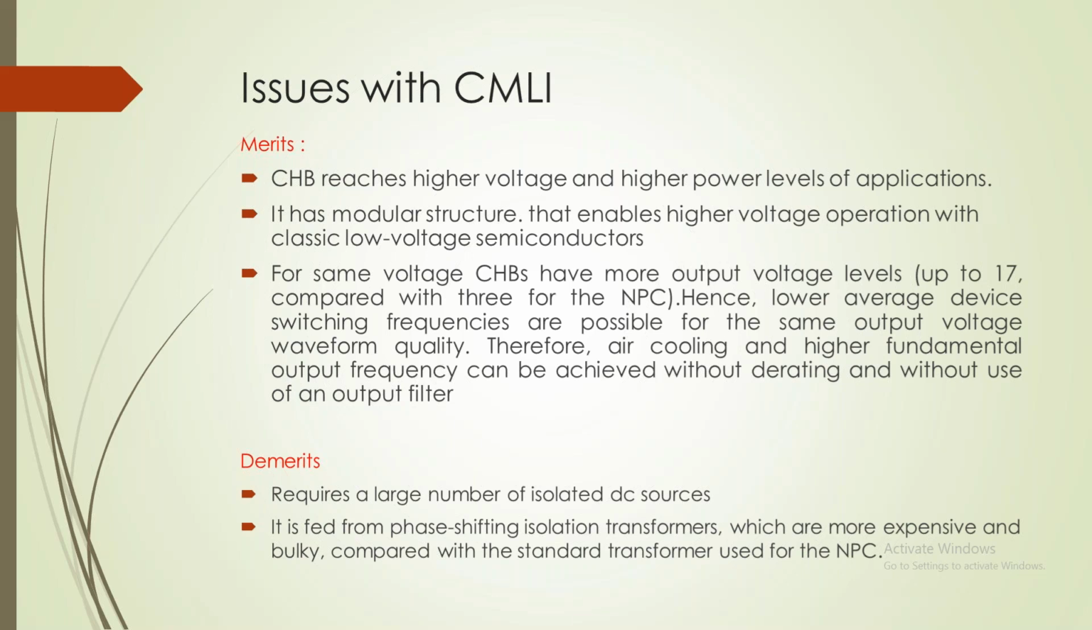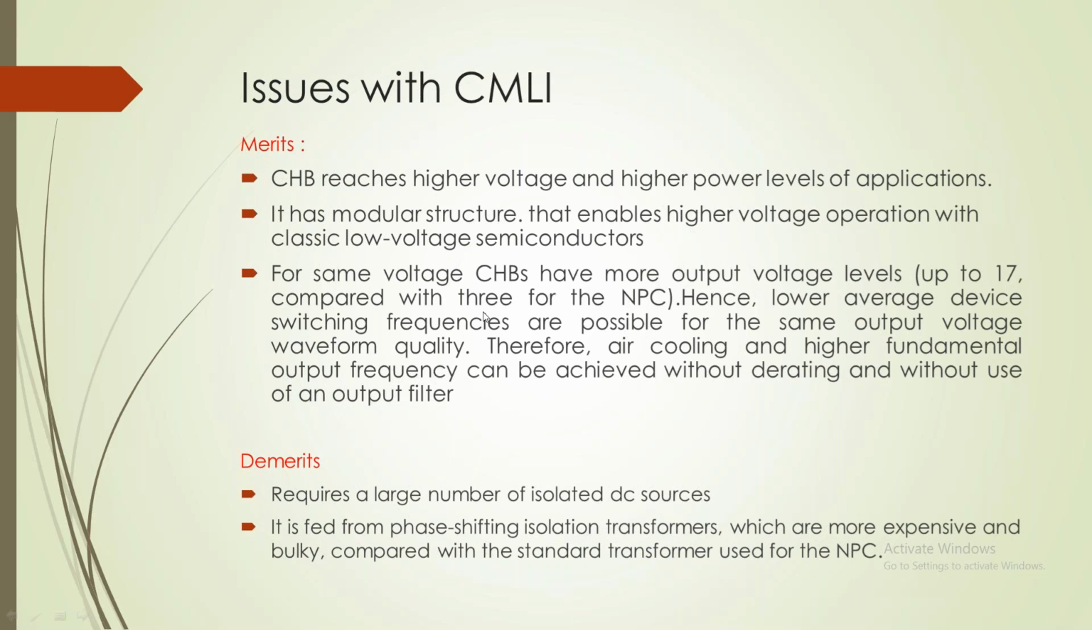right. Let us suppose I'm employing a 2.3 kilovolt application. This cascaded H-bridge multilevel inverter and also NPC are designed for the same 2.3 kilovolt application. But the cascaded H-bridge advantage is that I can go till 17 levels, but in NPC, I have to restrict myself to 3 levels. If I'm restricting myself to 3 levels, what happens?